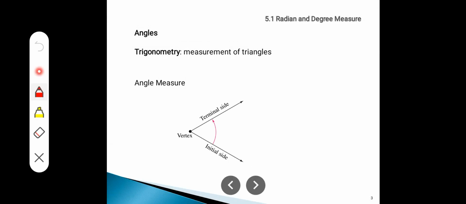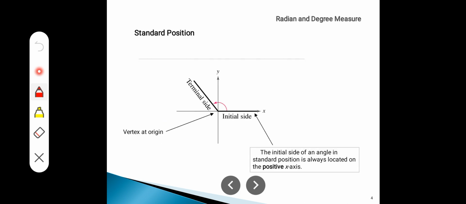So, angle measure. This is the terminal side, and this is the initial side, and this is the vertex. Standard position: the initial side of an angle in standard position is always located on the positive x-axis. So, the initial side is always on the x-axis.